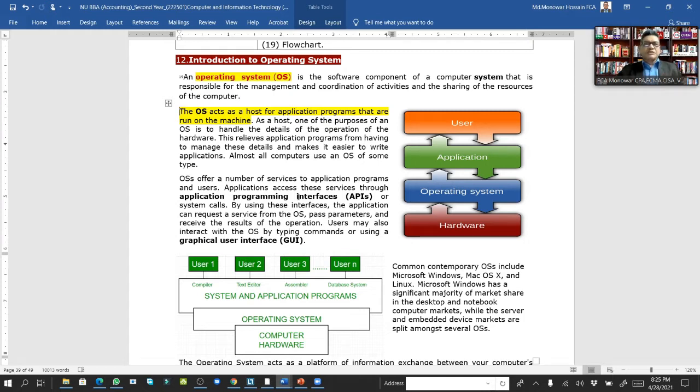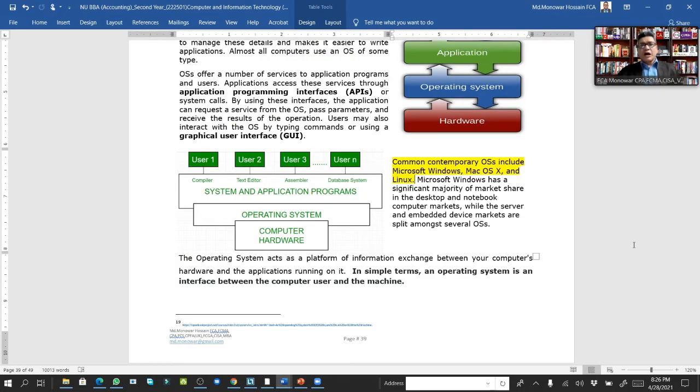Almost all computers use an operating system of some sort. So look here, the combined hardware and application software is managed through the operating system. The operating system offers a number of services to application programs and users. Application access is serviced through an API. Using the interface, the application can request services from the operating system. Common contemporary operating systems include Microsoft Windows, Mac OS X, and Linux.